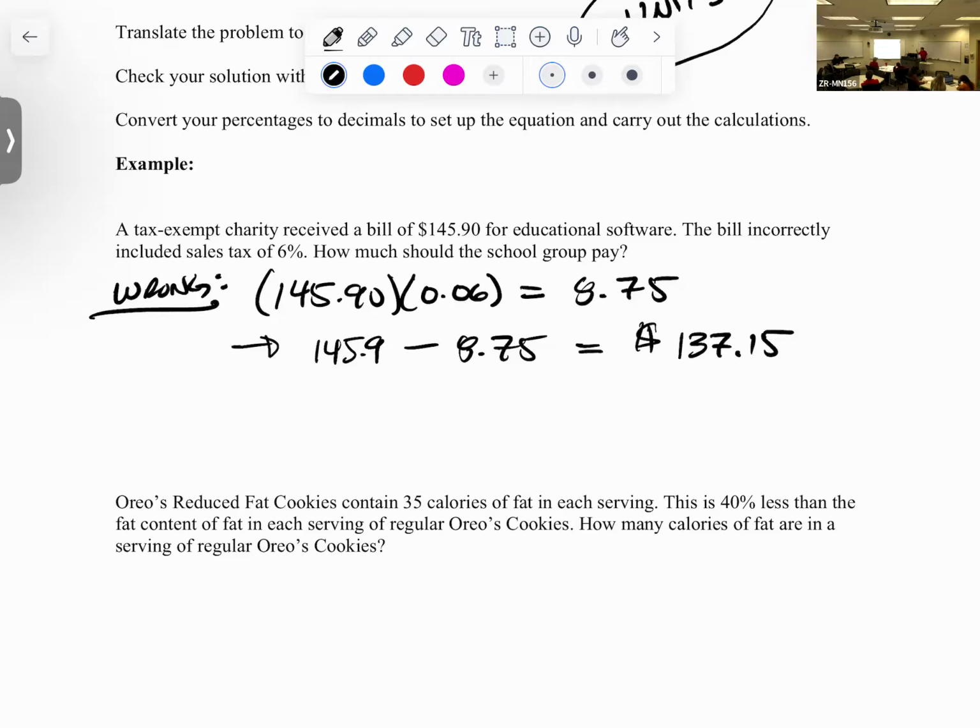So you have to think back. If it has sales tax of 6%, that means it was 106% of the original value, whatever that is. That then resulted in $145.90. That's the math for tax, tip, etc. But once I have this equation, this is super easy to solve. What do I do? Divide by 1.06.